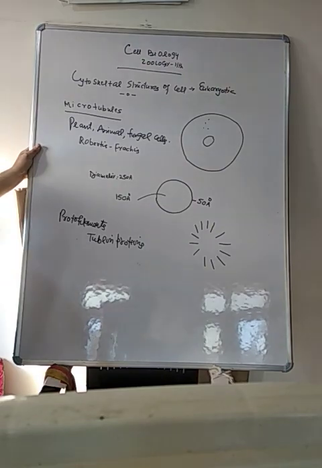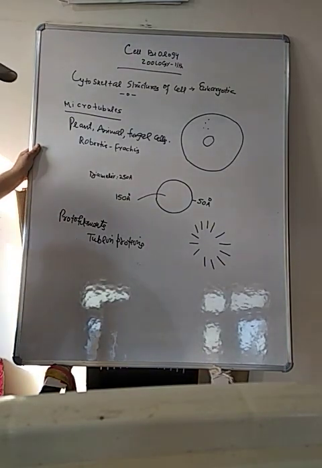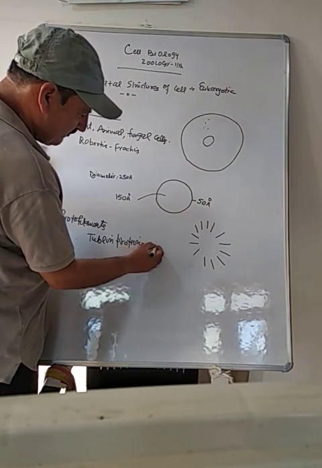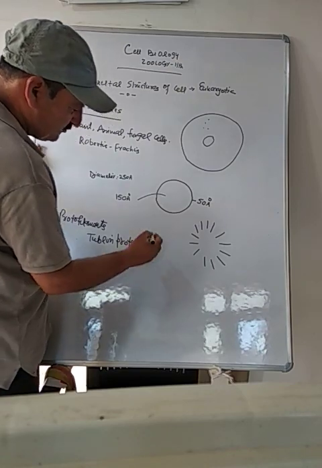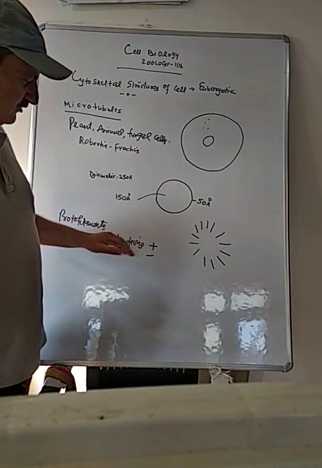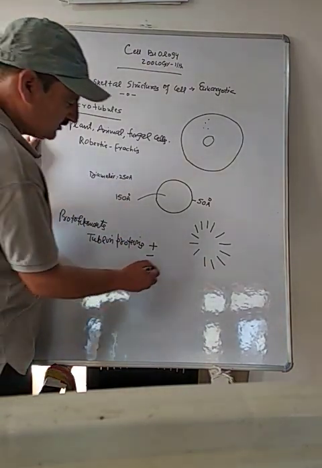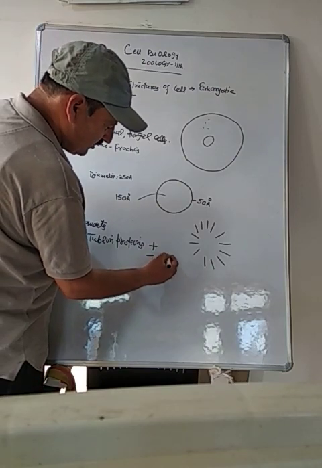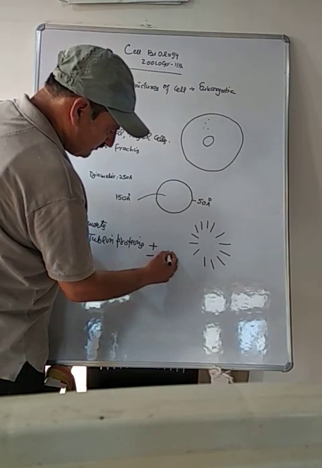Tubulin proteins bear charge. Some tubulin proteins bear positive charge and some bear negative. Let this be a tubulin protein, it is positive charge.